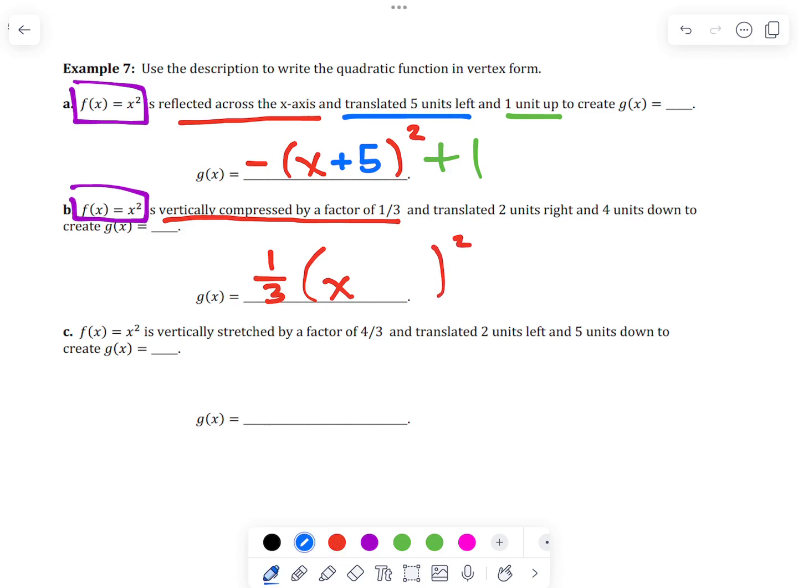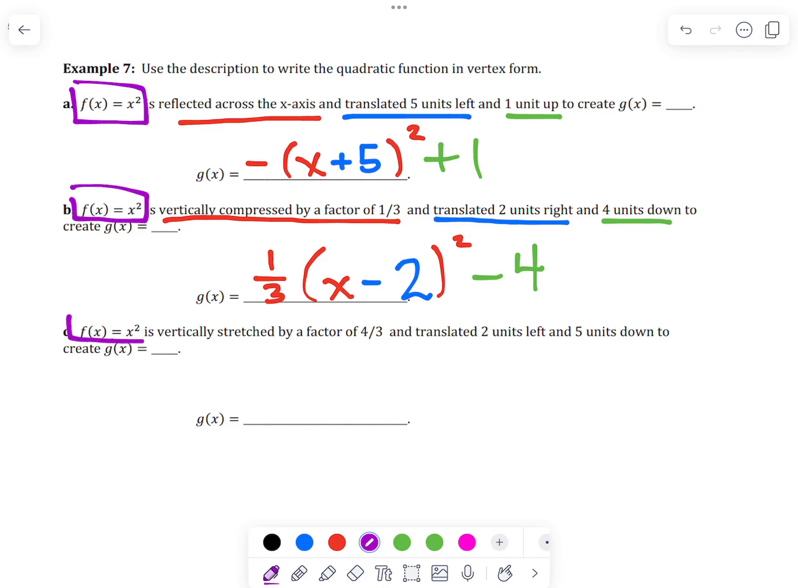Then we have 2 units to the right, so that's inside the function, we think opposite. So that's going to be a minus 2. And then we have 4 units down. So that's outside the function, anything happens up or down. So that's minus 4.